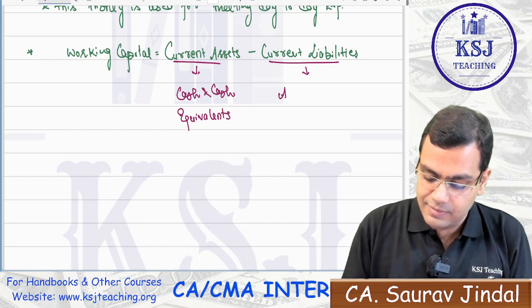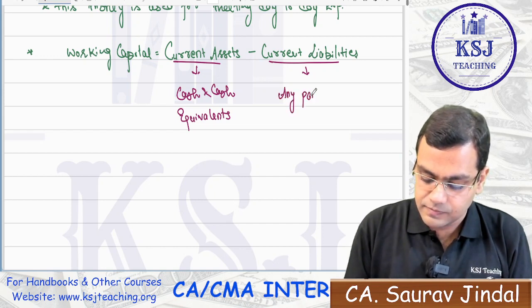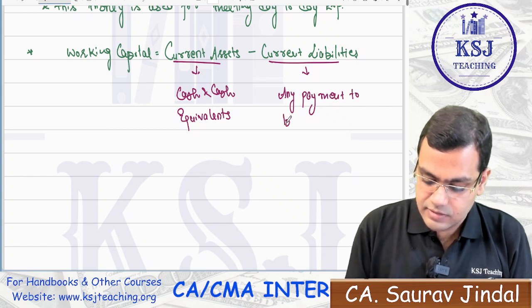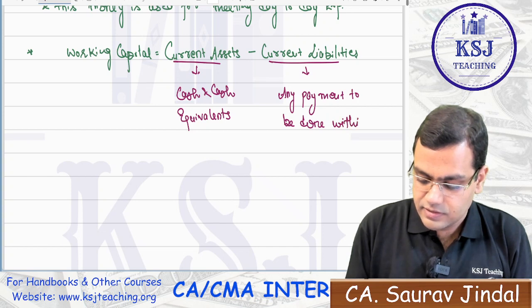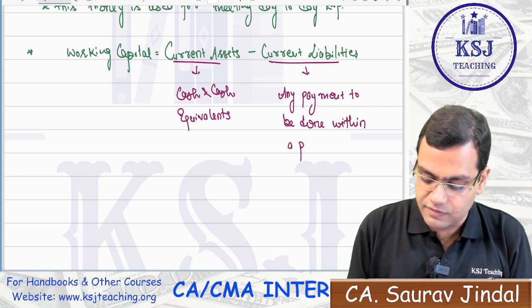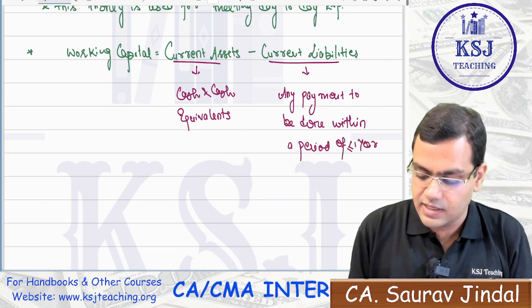Right? What is the current liability? Any payment to be done within a period of less than 1 year, right? That is the current liability.